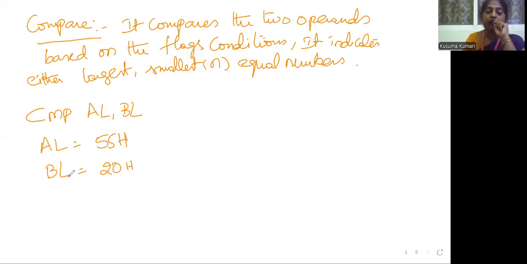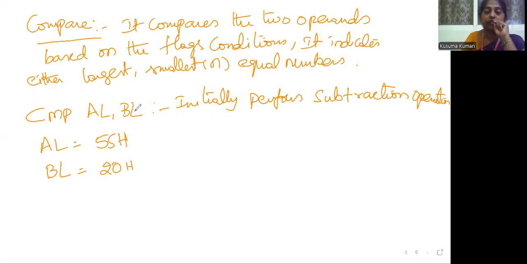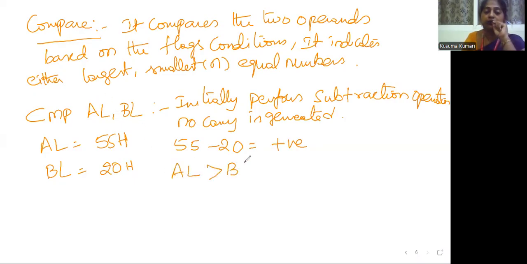Then obviously we know AL is the greater number. But the compare instruction initially performs a subtraction operation. Here no carry is generated, because 55 minus 20, the result is a positive number, not a negative number. So no carry is generated. That means AL is greater than BL.